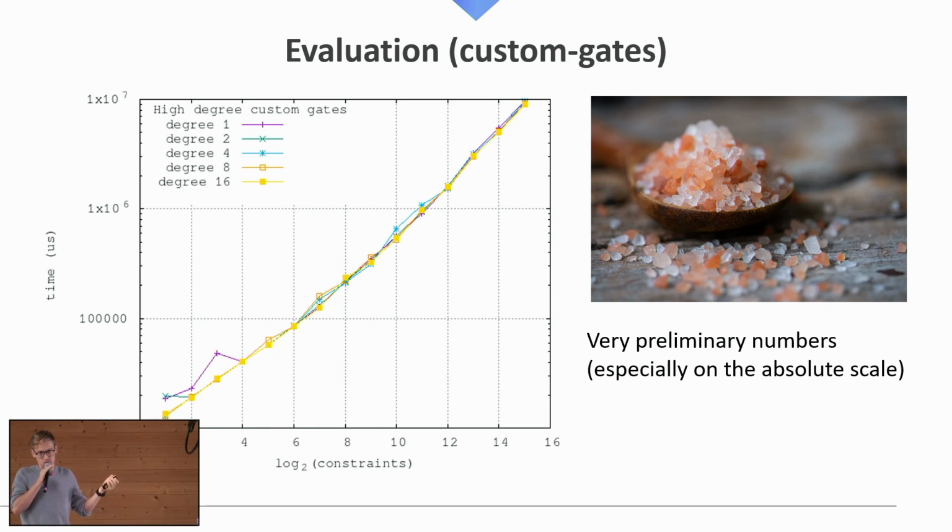Also, the question is what custom gates are still useful. But the thing that we expect is that it doesn't affect the proof size, which is exactly what we want. So yeah, thank you very much. And if I have time, I'm here for questions.